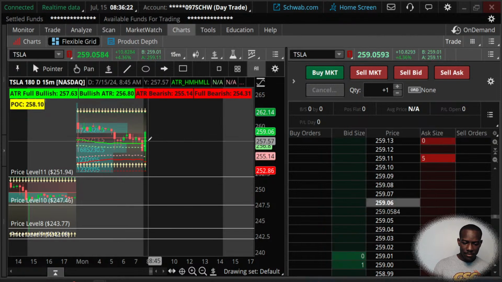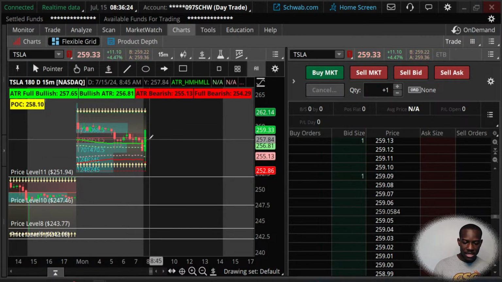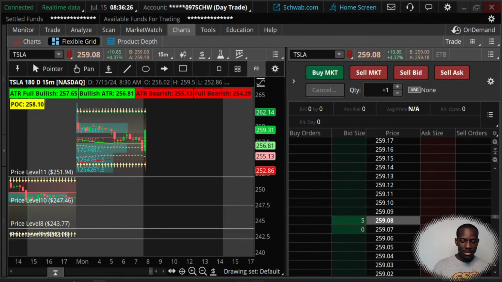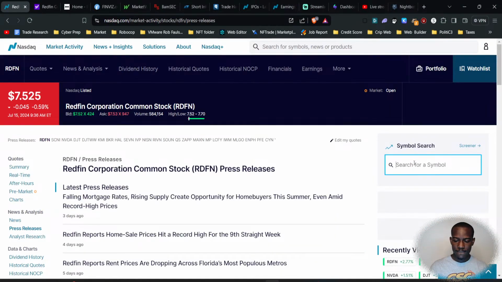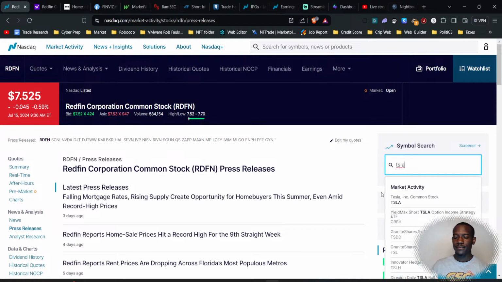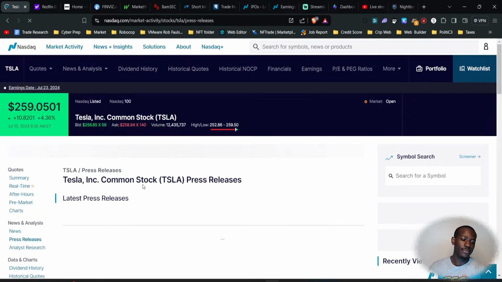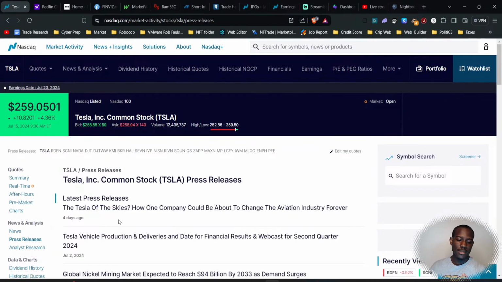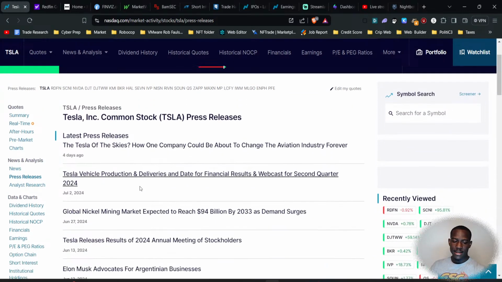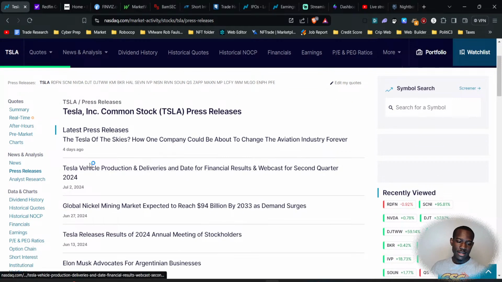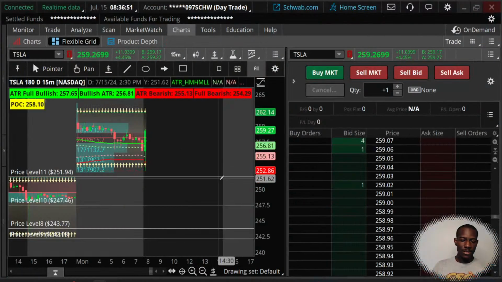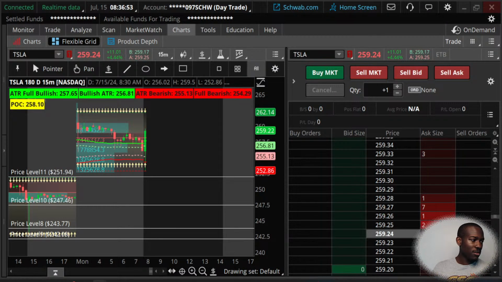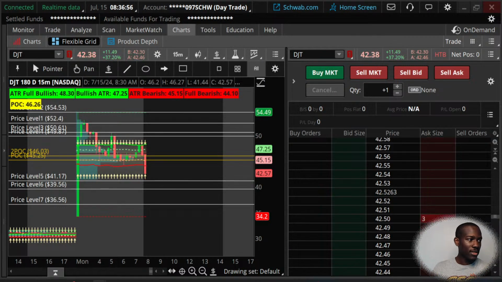Tesla coming up here above the ATR highs as well, first 15 minutes. And the thought here is full bullish. Let's go and see if it had any kind of news. Tesla. 4 days ago, the Tesla of the skies. How one company could change the aviation industry forever, Tesla vehicle production. Okay, well, last news was 4 days ago. So we'll focus on the more recent news and then kind of go from there.